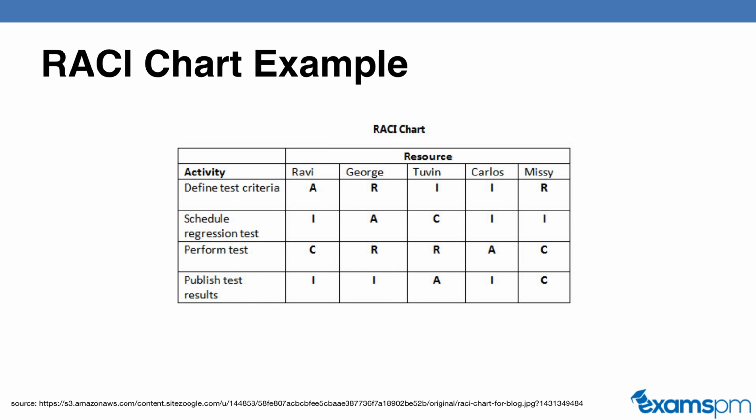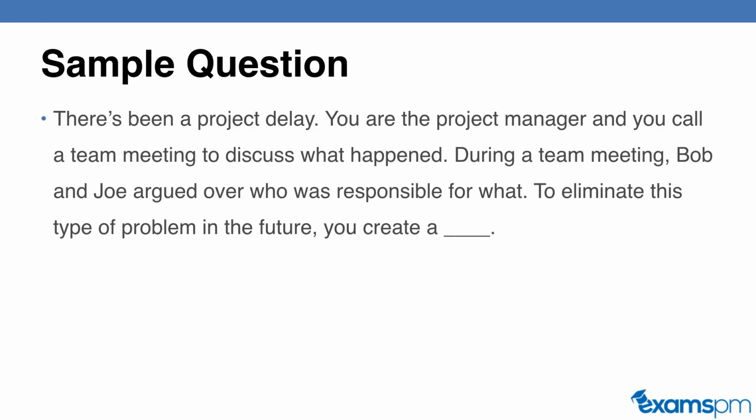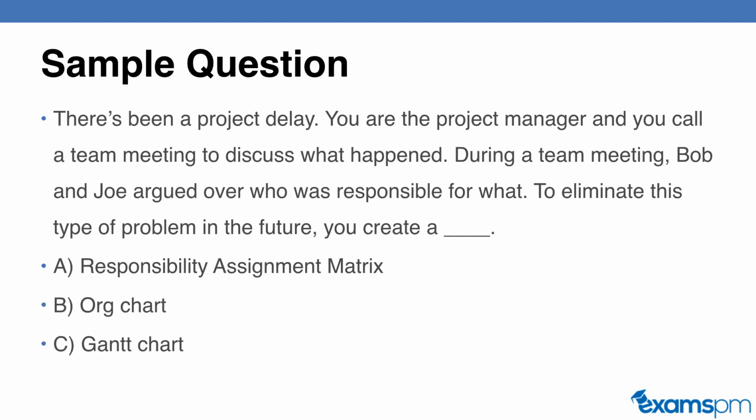Now let's take a look at a sample question that you may encounter on your PMP exam. So here's a sample question. Let me read it out to you. There's a delay on your project. You are the project manager and you call a team meeting to discuss what happened. During the team meeting, Bob and Joe argued over who was responsible for what. To eliminate this type of problem from happening in the future, you create A, responsibility assignment matrix, B, an org chart, C, a Gantt chart, or D, a project schedule.